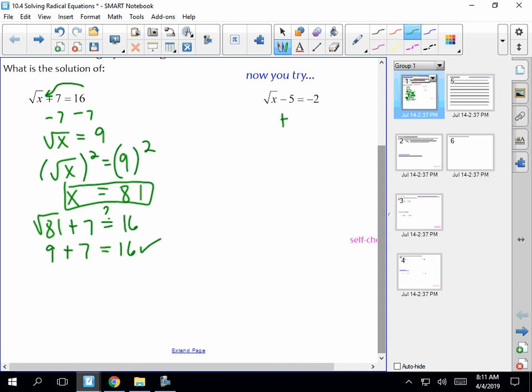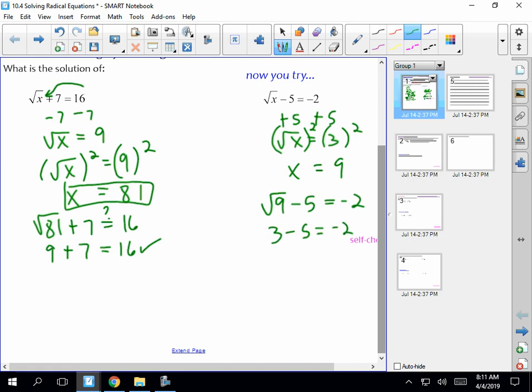Same thing over here. Add 5. Square each side. So x equals 9. And if you plug in the 9 there, square root of 9 minus 5, verify that that equals -2. So there's one where you have to first isolate the radical before squaring each side.